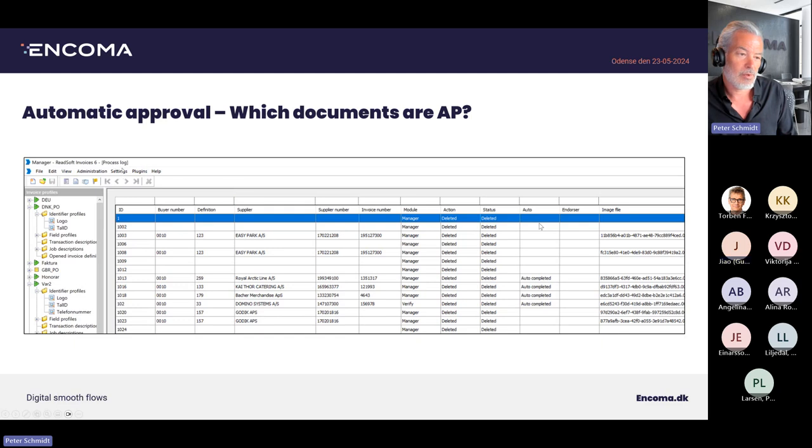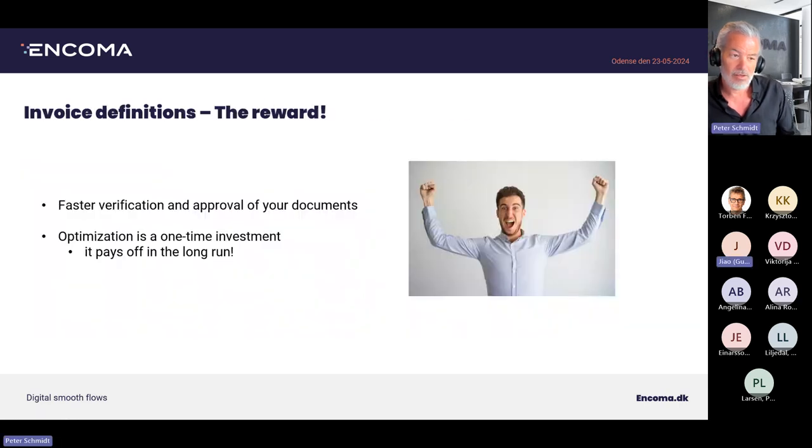You can also see from the process log which of the documents has been auto approved and which one has just been auto completed. Now there's no auto approved there because I didn't have any in my system when I took the screenshot, but it would say auto approved in this one. So the reward for doing this: faster verification and approval of your documents. And remember, it's a one-time investment when you do this. Instead of verifying the same document over and over, go in and try and optimize instead, so you won't have to spend any more time.